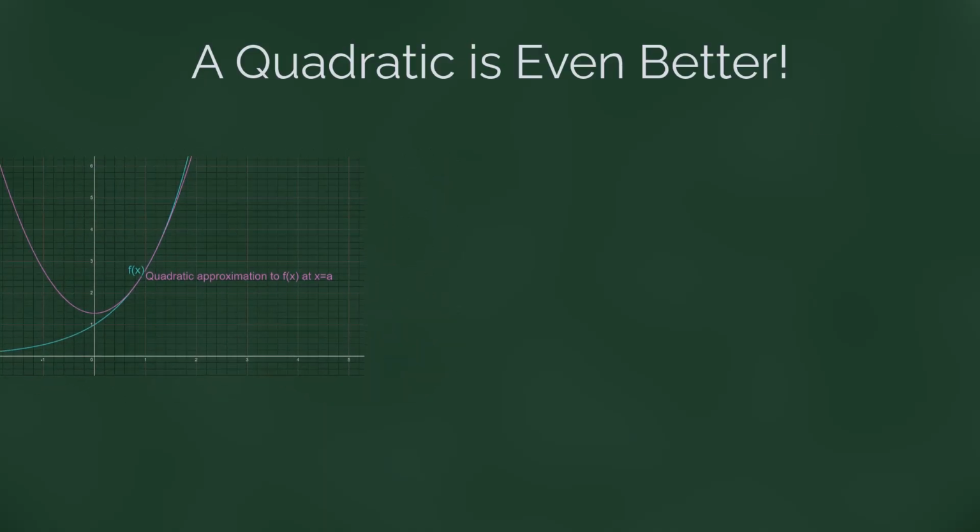To make our three conditions true, given that it's a second-degree polynomial, we're going to call it P2 of x. And we know that three things have to be true. P2 of a has to equal f of a. P2 prime of a has to equal f prime of a, so that our slopes match. And P2 double prime of a has to equal f double prime of a, so that the concavities match.